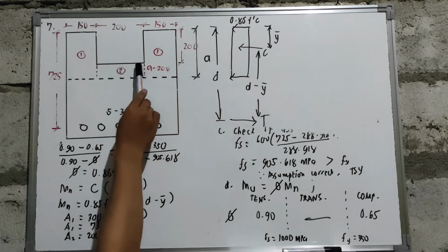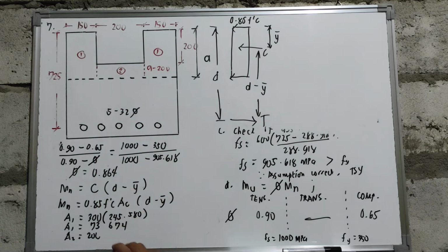And for the value of your area 2, that is 200. So eto yan, base, multiplied by the height na A minus 200. So you will have 45.580. So area 2 is now equal to 9,116.